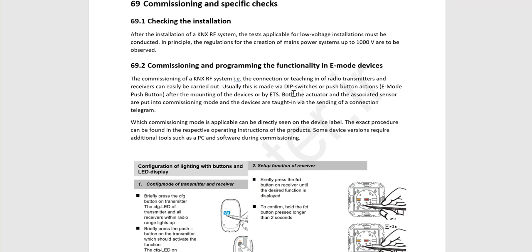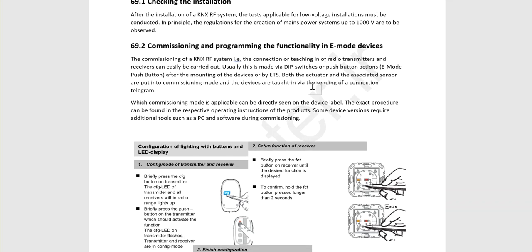Okay, about the commissioning. After installation of a KNX RF system, the tests applicable for low voltage installation must be conducted. Commissioning and programming the functionality in E-mode devices. So first of all, we talk about E-mode. The commissioning of a KNX RF system means the connection or teaching of the radio transmitter and receiver can easily be carried out.